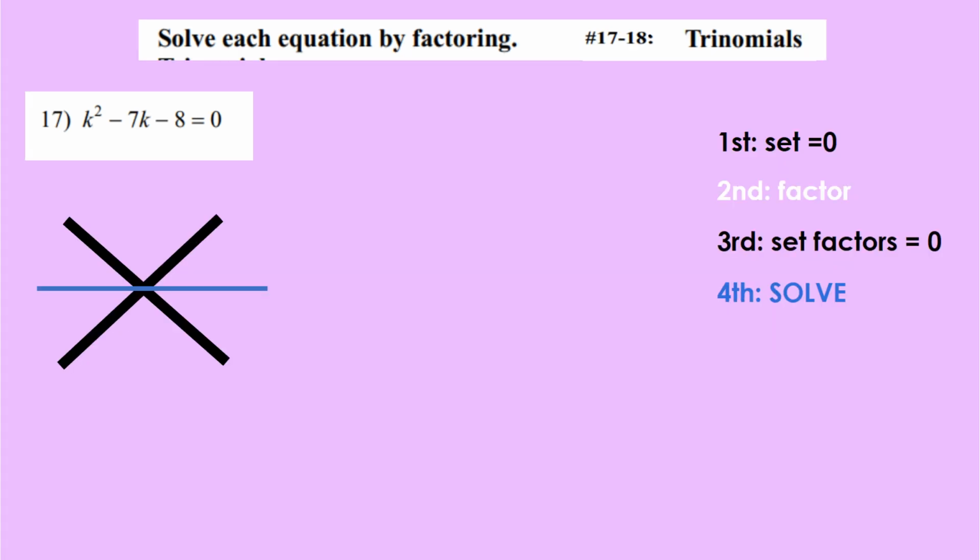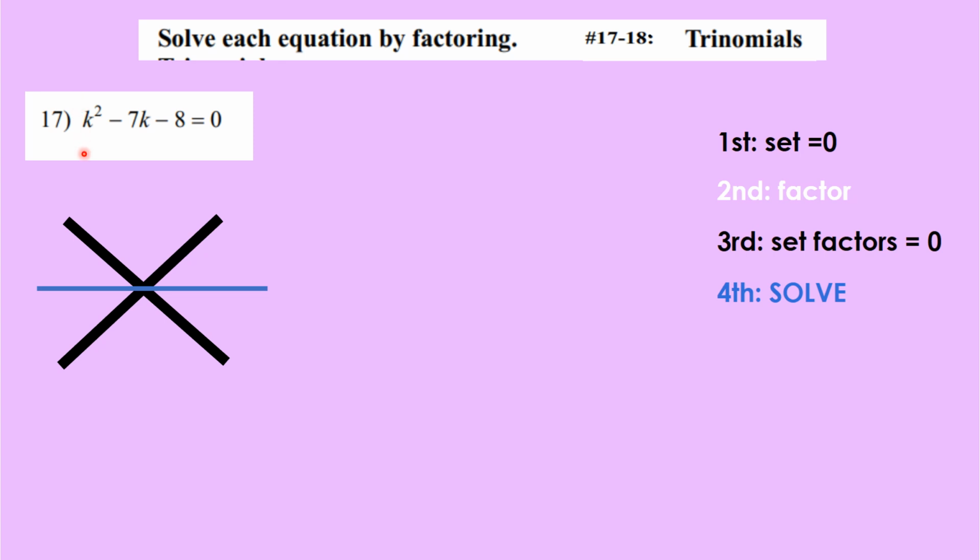All right, numbers 17 and 18, we're going to solve by factoring. These examples are trinomials. So we are going to set it equal to 0, factor, set the factors equal to 0, and solve, just like we did if we just had a GCF. So for number 17, I have k squared minus 7k minus 8 equals 0.